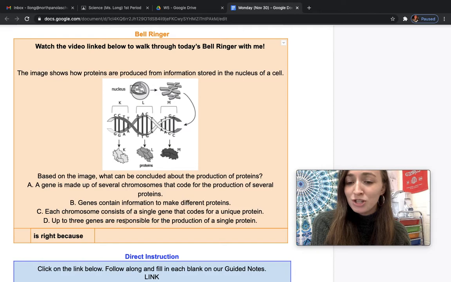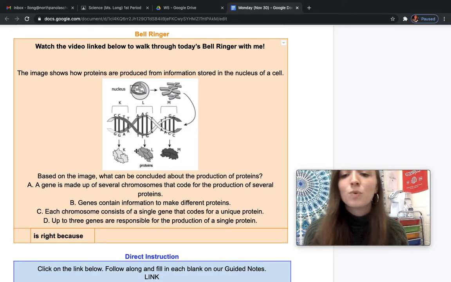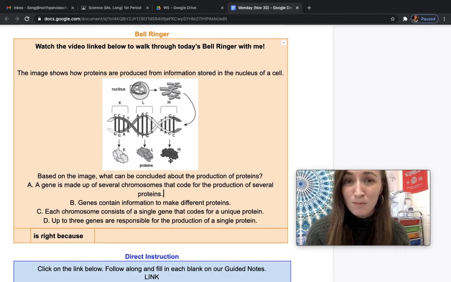D says up to 3 genes are responsible for the production of a single protein. So look at this picture here. They're giving you the answer for this one. So here we have gene K, and it is pointing to, and we know when we're pointing to things, that means that's what it's making. K is making protein K. Gene L is making protein L, which is different from protein K. And same thing with gene M. Gene M makes protein M, which is different from L, which is different from K. So we've got 3 different proteins being made here. So it's not going to be multiple genes coding for one protein. You're going to have one gene making your one unique protein. So it's not going to be D either.